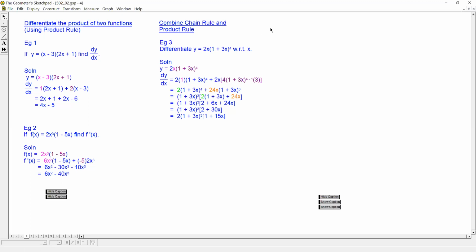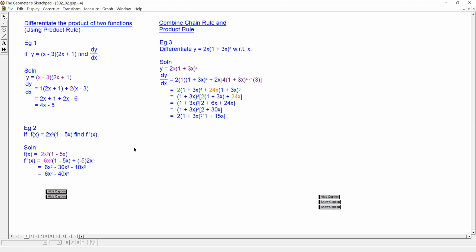Okay, can see. Now another thing I want you to note is the 2 in front here. You can give it to the x and consider it as 2x. Or you can consider the 2 as a separate number. You just leave it aside, and the first function is x and the second function is 1 plus 3x to the power 4.